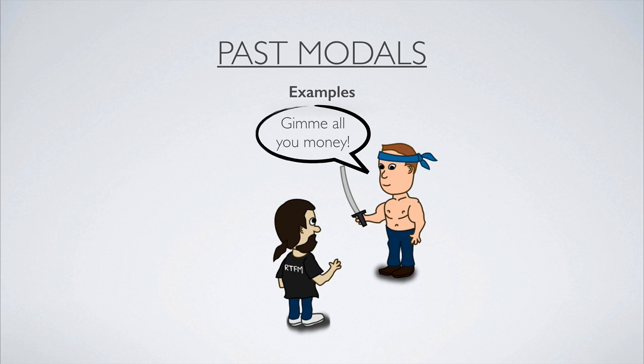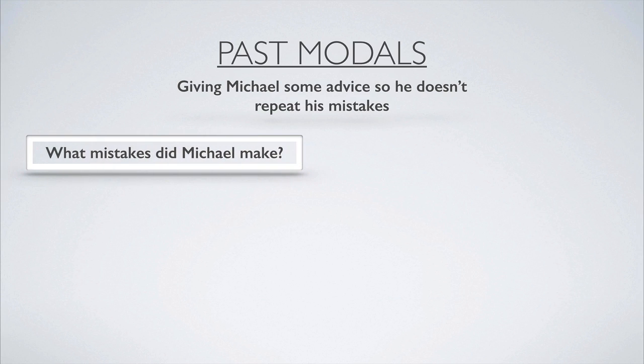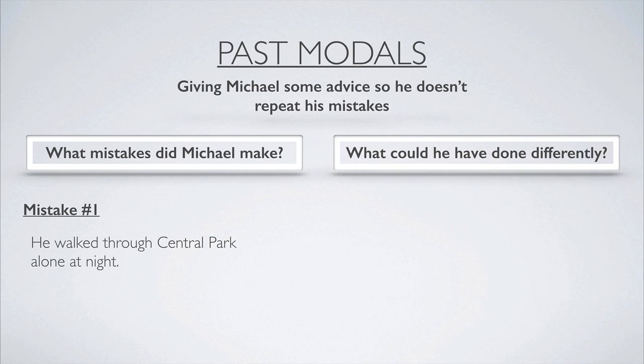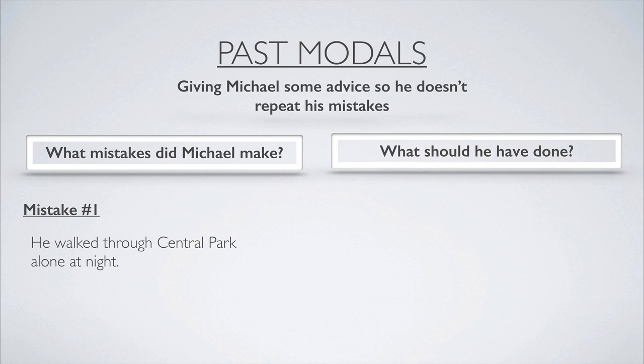Let's give Henry some advice so he doesn't repeat his mistakes. Mistake number 1, he walked through Central Park alone at night. What could he have done differently? He could have taken a taxi. He could have walked around the park. He could have taken the subway. What should he have done? What was the right thing or best thing to do? He should have taken a taxi.